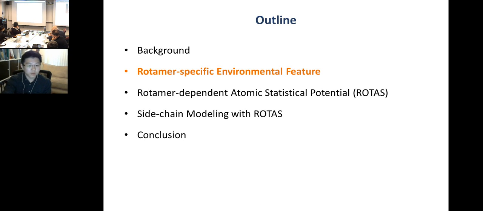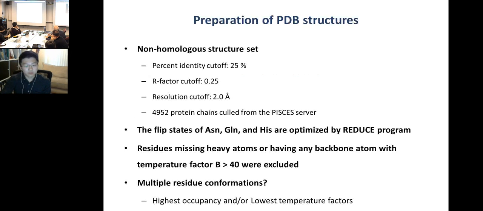So let me talk about the rotamer-specific environmental features that are extracted from known protein structures. This is a preliminary study for my PhD research. I performed several statistical analyses to see how residues in PDB structures show different interaction patterns with surrounding residues, depending on their rotamer state. First of all, we prepared a set of high-resolution PDB structures, and about 5,000 structures were used for this analysis.